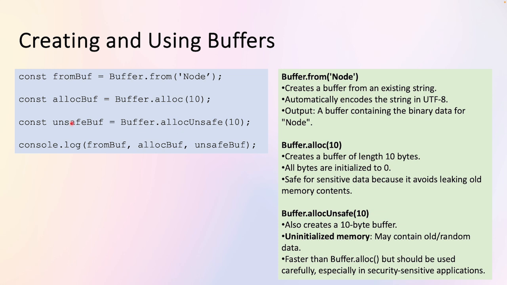We start with creating a buffer. Here you can see one string named node. I am storing it in the buffer in binary format, calling the from method. Again, Buffer is a global class, so we do not have to require or include anything. We can directly use Buffer and call the methods associated with it.